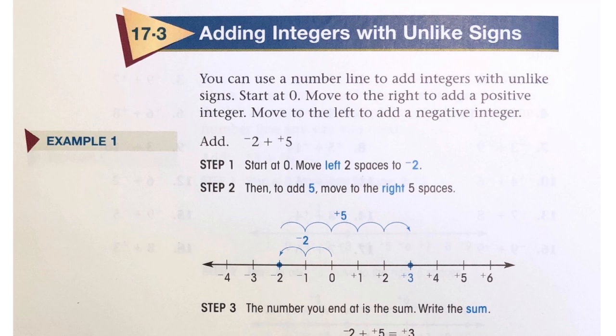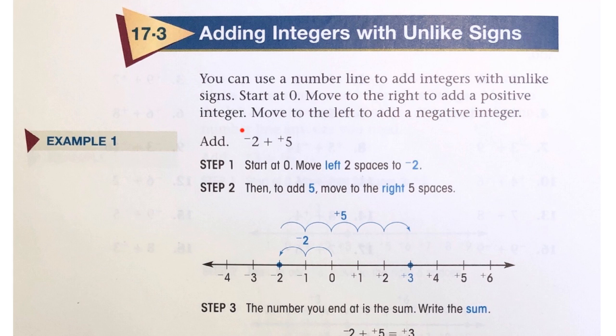Basic Math, Chapter 17, Section 3, Adding Integers with Unlike Signs. You can use a number line to add integers with unlike signs. Start at 0, move to the right to add a positive integer, move to the left to add a negative integer.